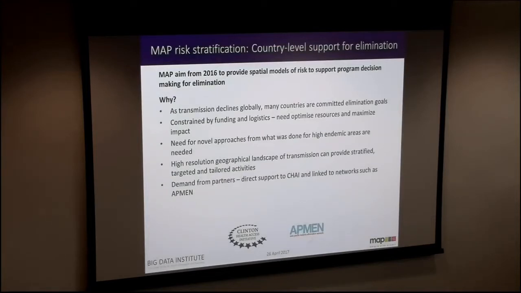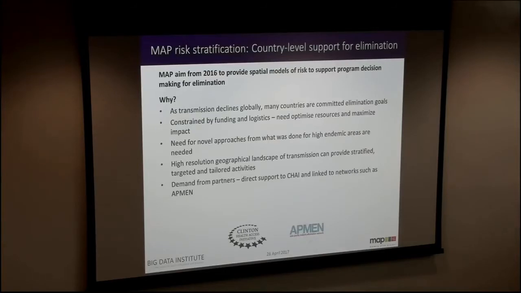So from our global work that we've been specializing on, we've also gone much more country specific. And so from the last year and moving forward, we've committed to providing country level support for malaria elimination. As we've seen transmission declining in Africa, many countries have made commitments to eliminate malaria by certain time points. Some countries have goals that are just in the next few years. And every malaria endemic country is constrained by funding and logistics, and there's a need to optimize the resources that they have in order to maximize their impact.